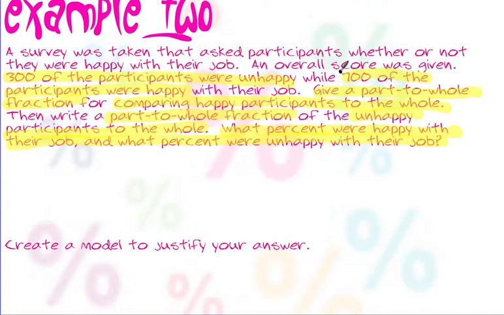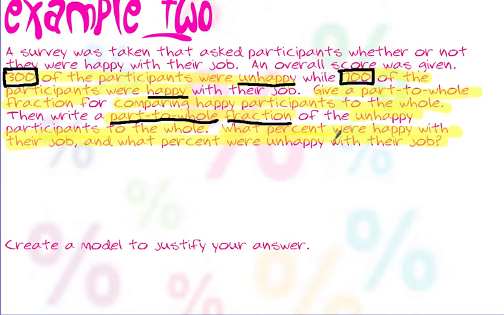So important numbers here. It's important to note that there were 700 and they were happy, and there were 300 and that those 300 were unhappy. Okay, and then it's important to note that we want to write part to whole and that we want it to be a fraction, and that we're going to do this twice. Then we also want to know what percent were happy and what percent were unhappy. So we got quite a few things going on here. So make a little note for ourselves that we first know that we need to do fraction, and we need to do a percent for both.